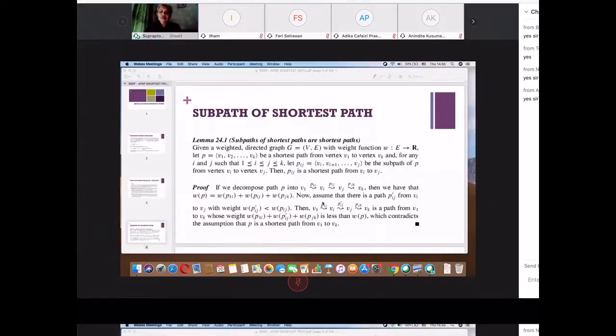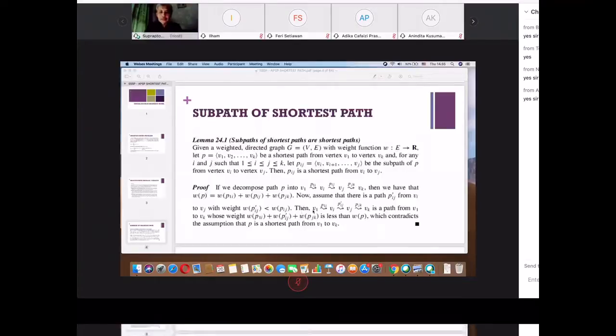Now, assume that there is a p i j prime from vi to vj with weight small w of p i j prime less than small w of p i j. It means that the subpath p i j prime is shorter than subpath p i j, right? Because the weight is smaller than the weight of p i j.